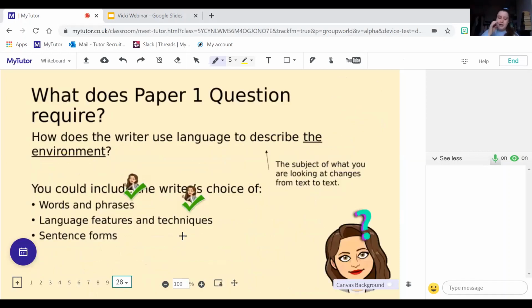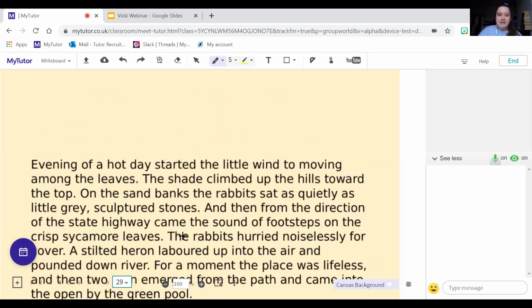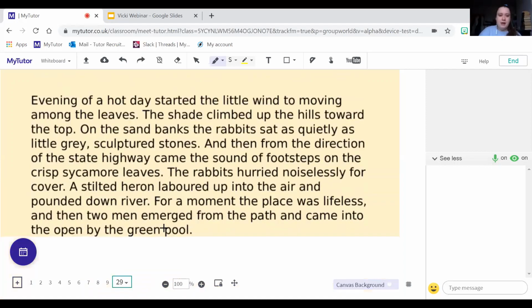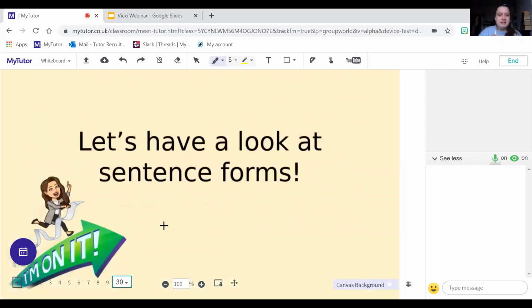So don't feel like you have to go, right, I need 1 paragraph for words and phrases, 1 for language features and technique, and 1 for sentence forms. You don't. You can bundle them together, and in fact bundling words and phrases together with language features and techniques is better because you're showing in-depth analysis.